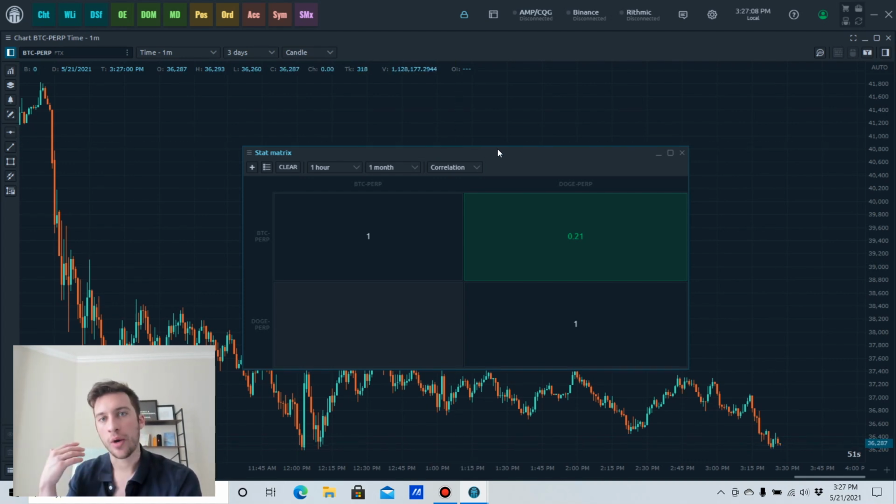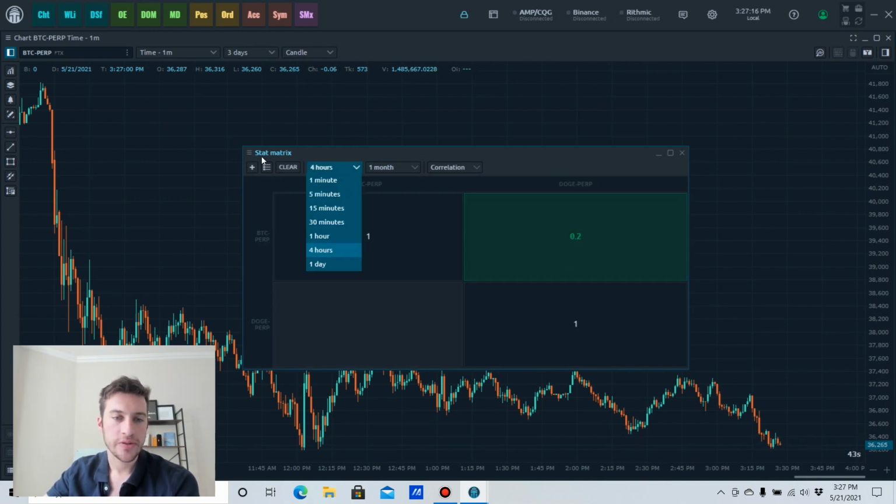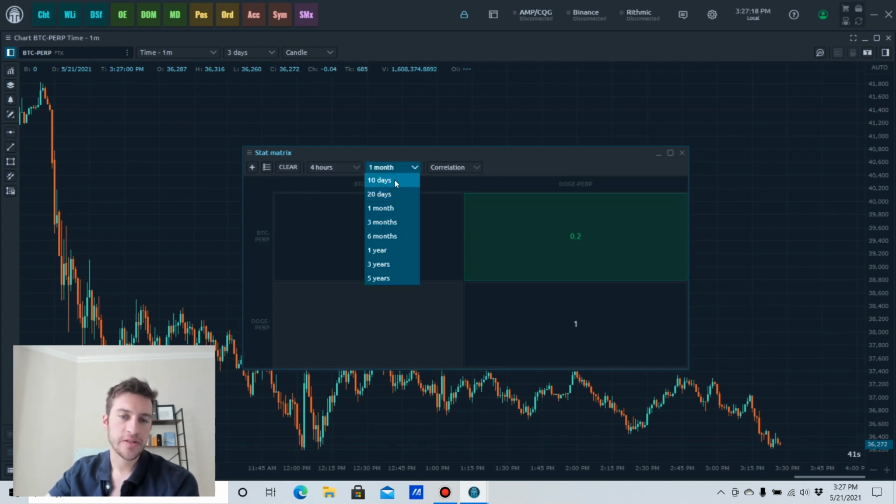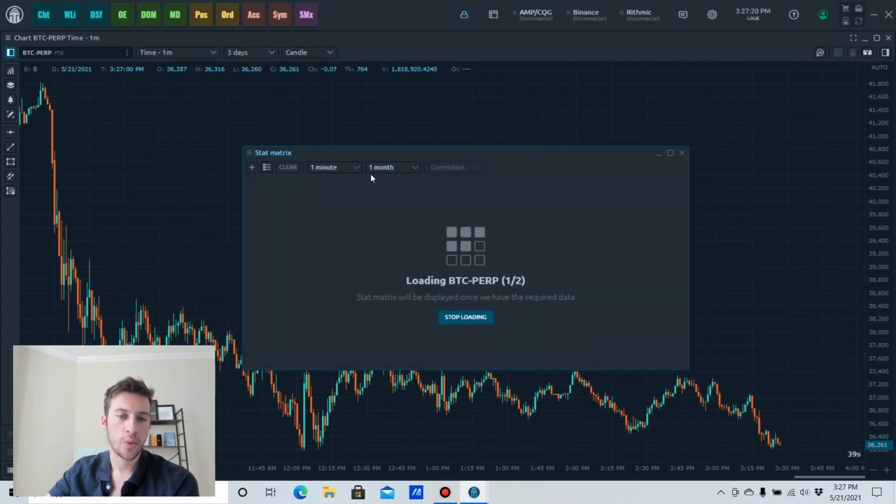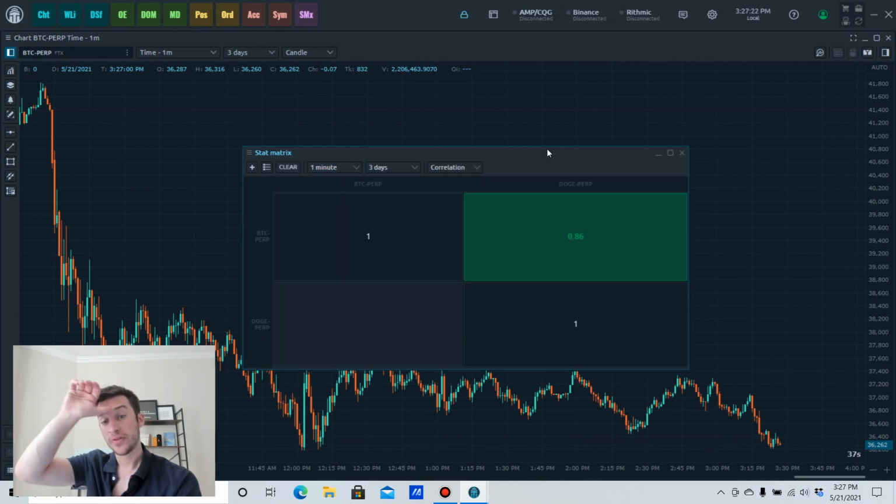But then over a 1 hour period, maybe that doesn't have as large of an effect. If we go to something like a 4 hour, 0.2 only, as you can see here. But of course, this depends on the day. If I was to do, let's say, a 1 minute over the past 3 days, it's still a pretty strong correlation on the 1 minute. So this is how you construct a stat matrix.